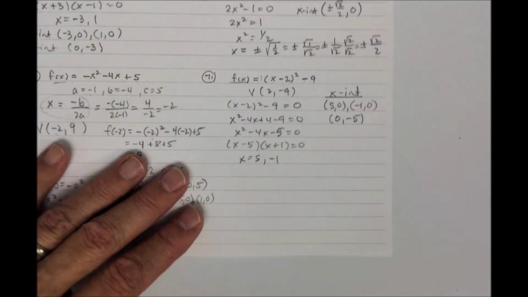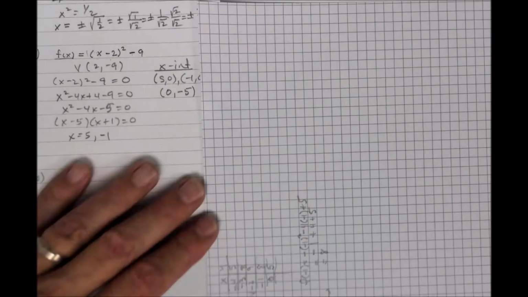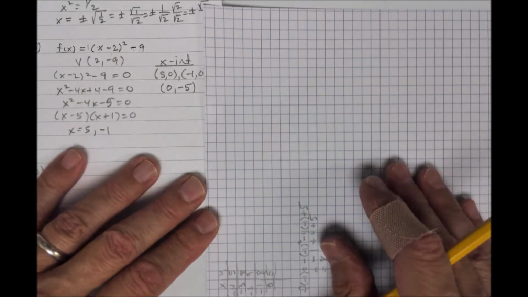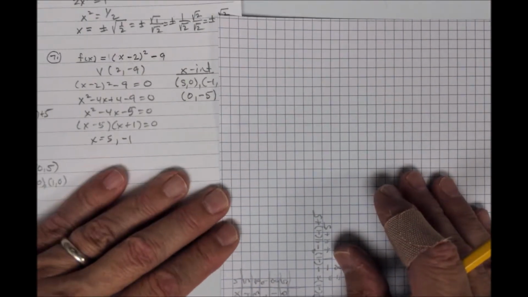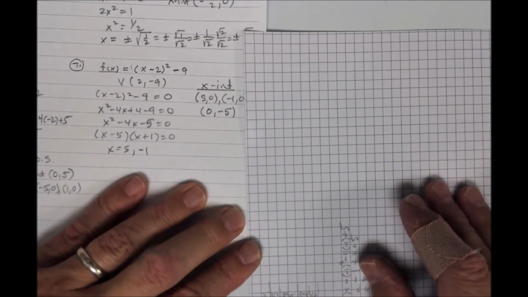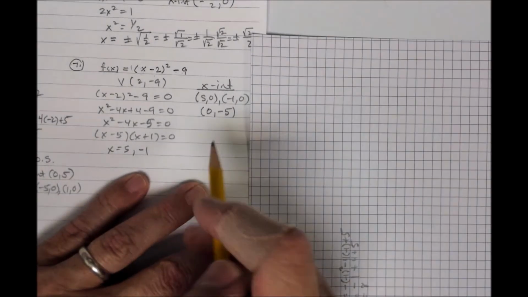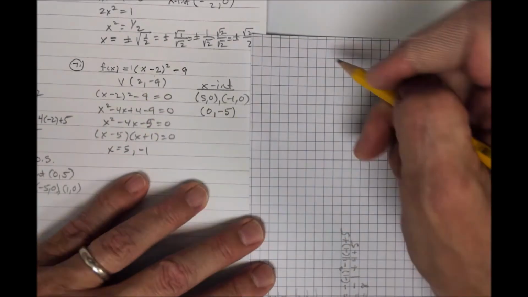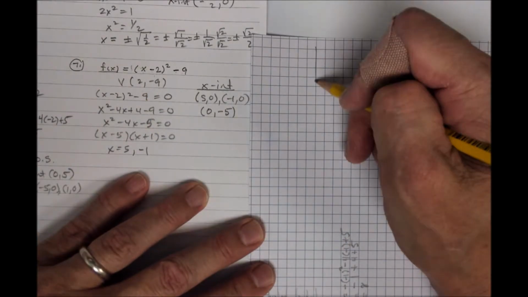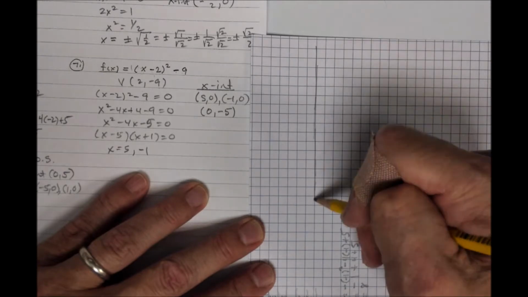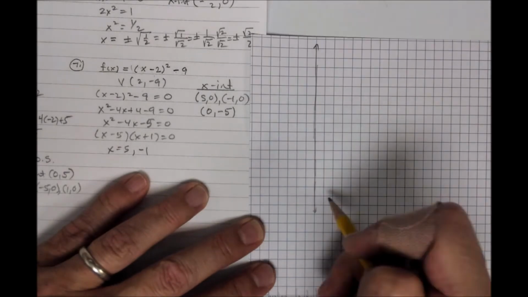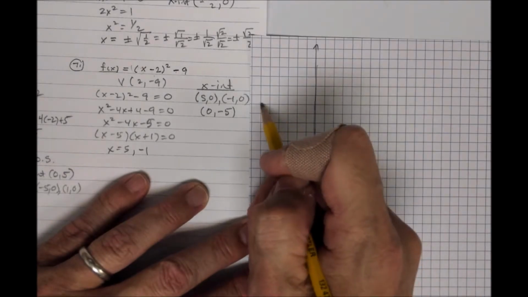Well, here, let's do this. I don't want to waste too much more graph paper here if I can. Yeah, I'm going to have to bring it over just a little bit so you can see it at least. Okay, let's make a set of axes. Now I notice that my vertex is 2, negative 9, so that's down quite a bit. So I'll make this one a little deeper. And x-axis up here somewhere.